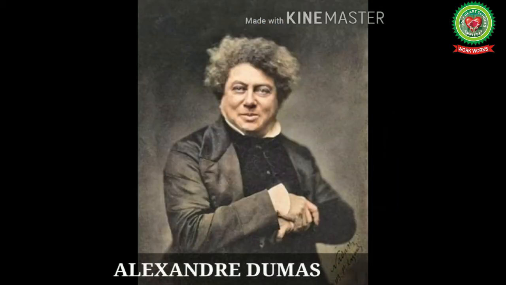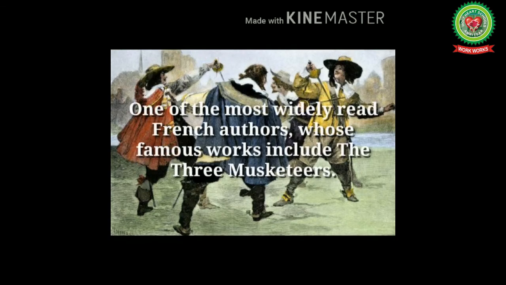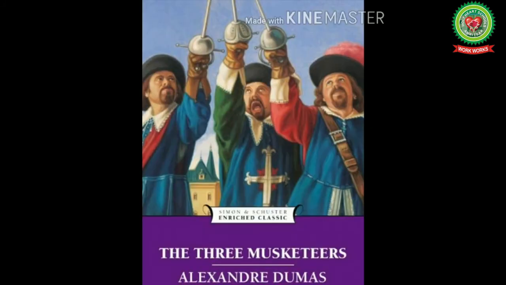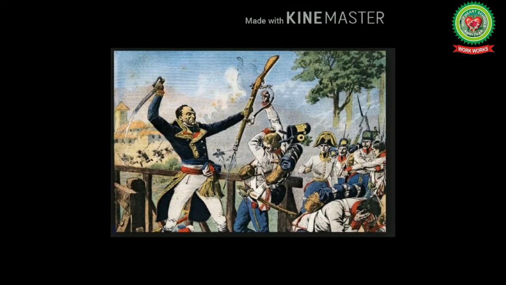Now let's discuss some more famous authors of Europe. First one is Alexandre Dumas. Alexandre Dumas was one of the most widely read French authors. His works have been translated into many languages. His famous works include The Three Musketeers. The Three Musketeers has the theme of friendship between four young gentlemen devoted to the king. Their friendship allows them to combine forces and defeat evil powers. His novels have been adapted since the early 20th century into nearly 200 movies.